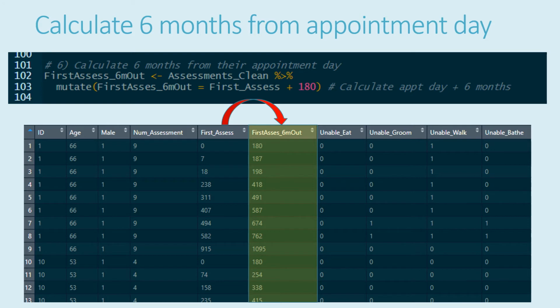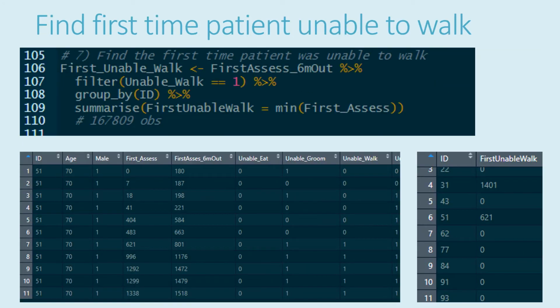Next, we're going to find out the first time the patient was unable to walk. To do this, we filter by records where unable to walk flag is true. Then take the minimum assessment day for that patient. So for example, we can see that for patient 51, the first time they are unable to walk is on day 621. Note that this will exclude patients where they are always able to walk.